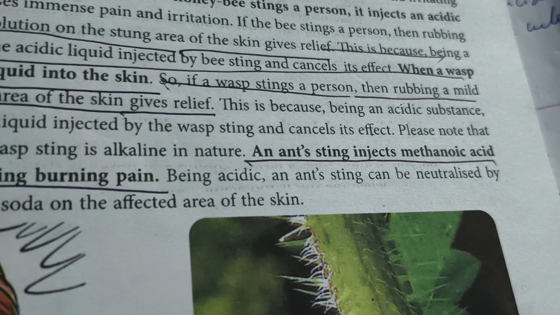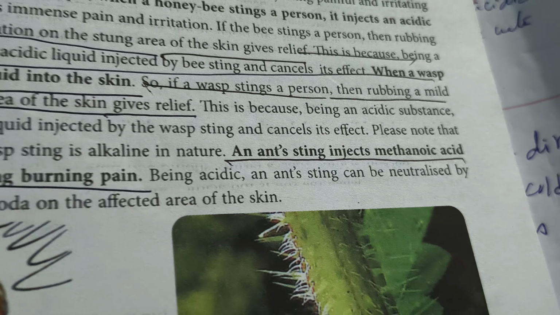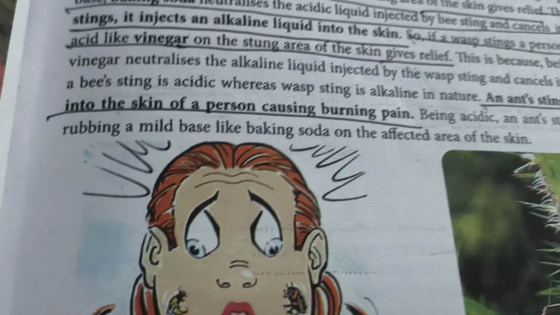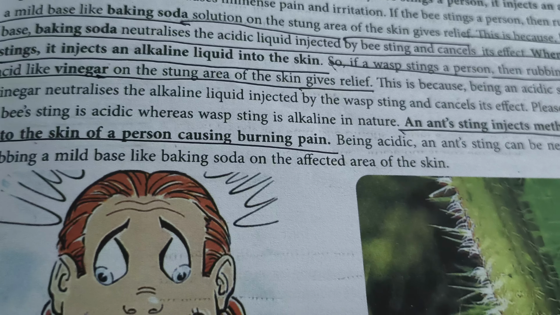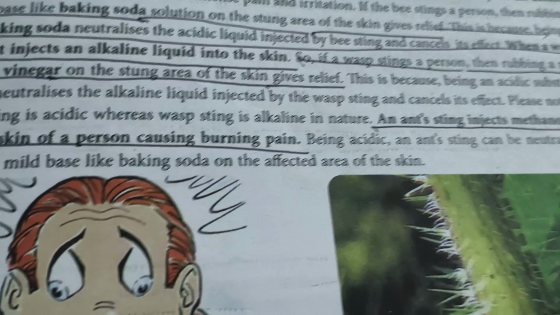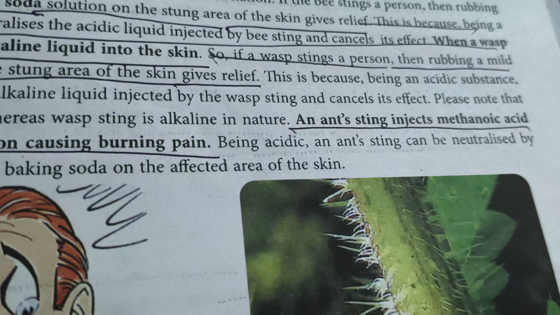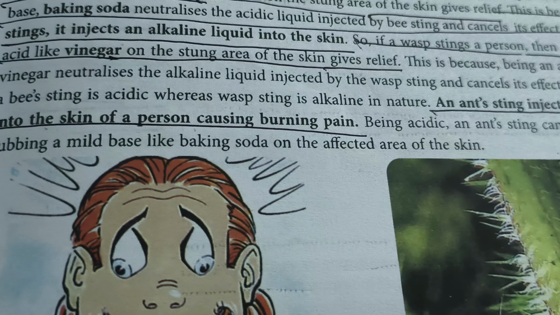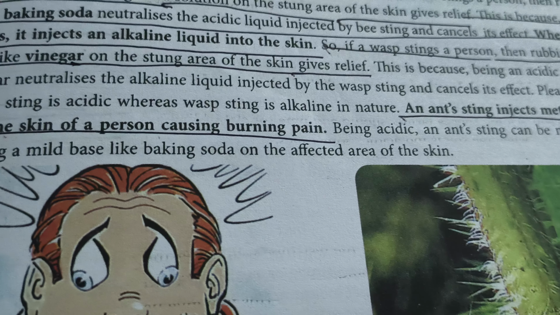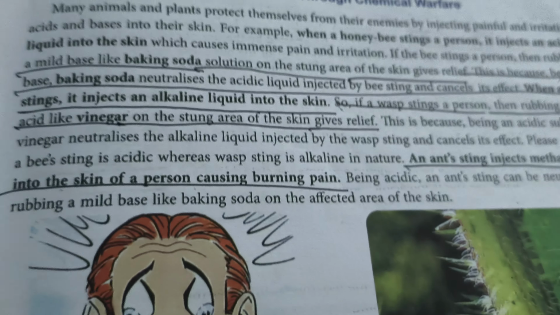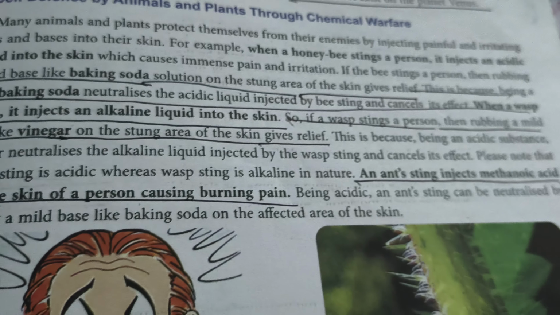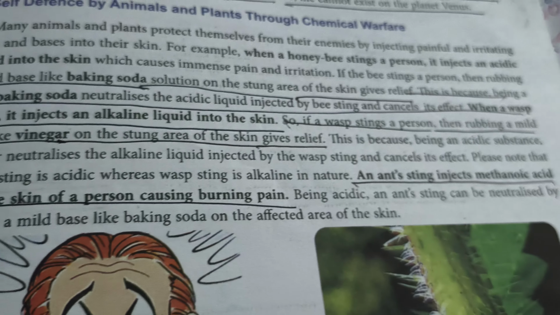An ant sting injects methanoic acid, also called formic acid, into the skin of a person, causing burning pain. Being acidic, an ant sting can be neutralized by rubbing a mild base like baking soda on the affected area of the skin.